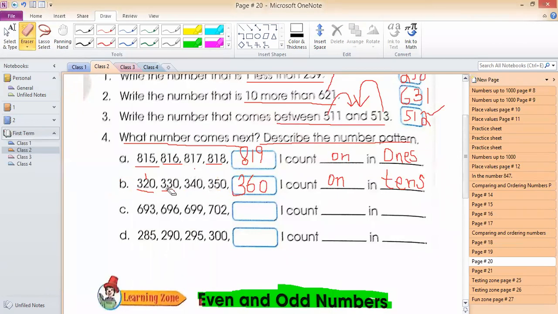Now we will come to C. 693, 696, 699, and 702. What will come next, guys? After 702.